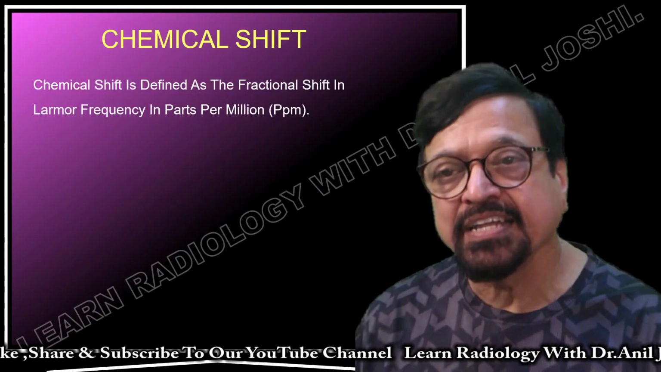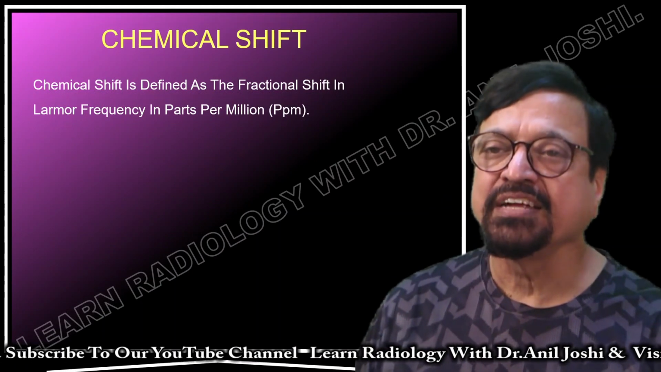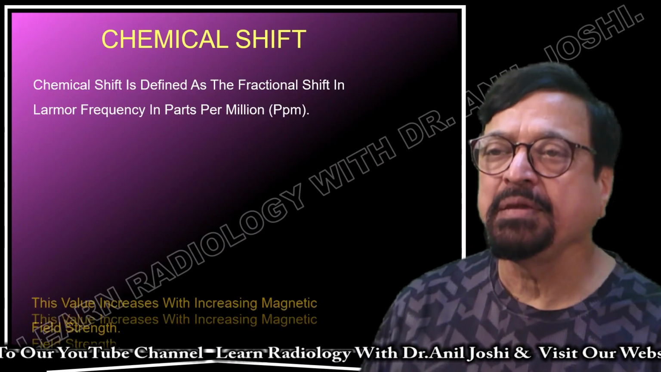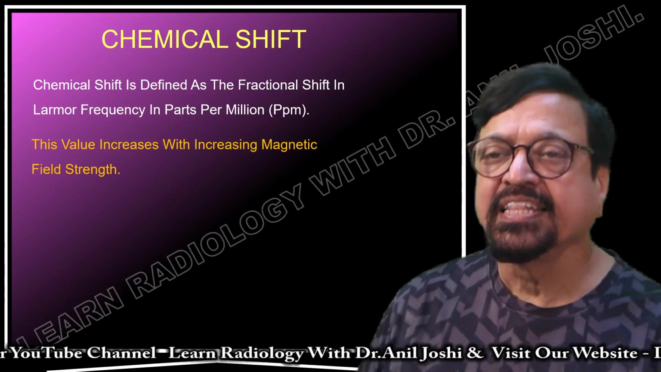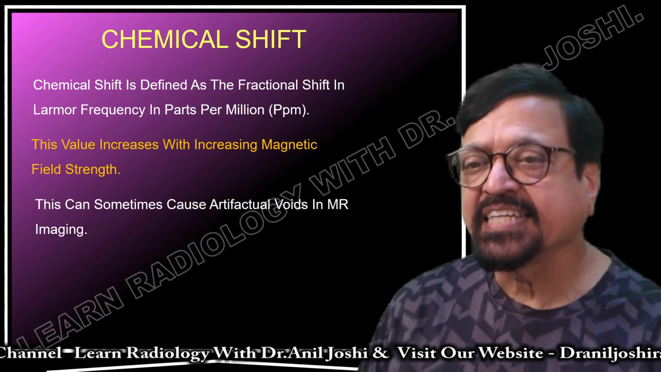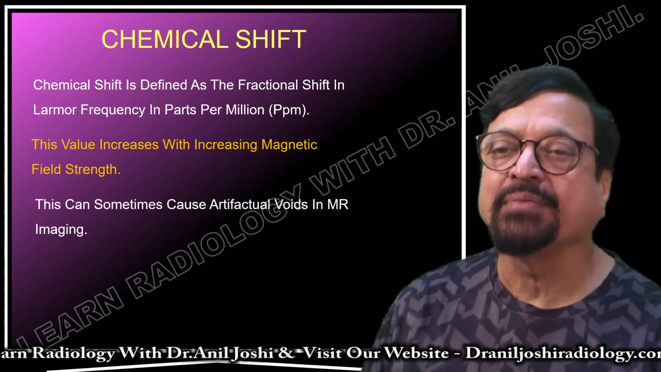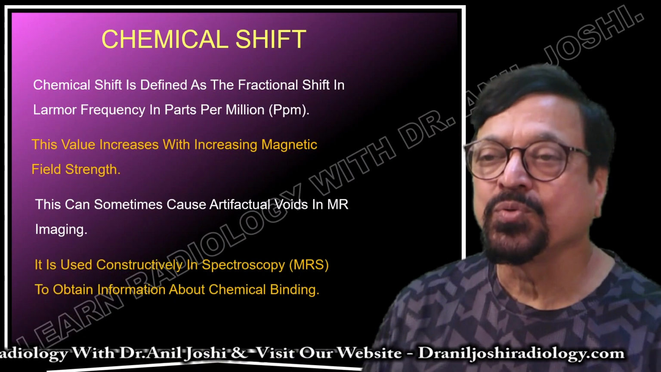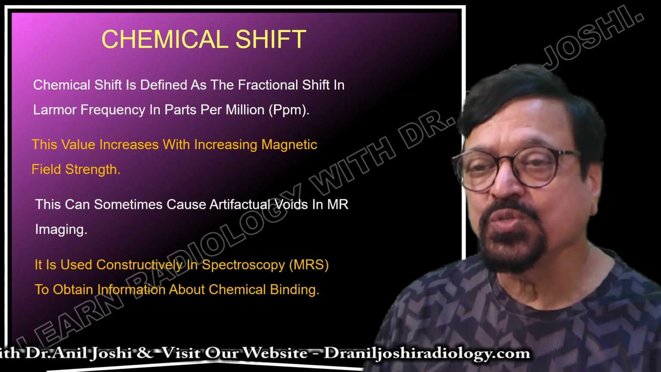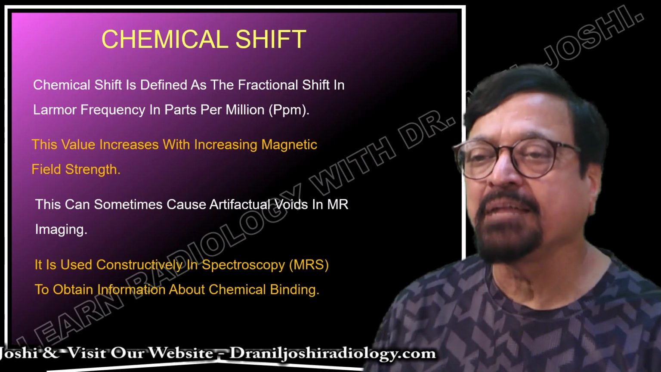Now what is the chemical shift? Chemical shift is defined as the fractional shift in Larmor frequency in parts per million, that is ppm, shortly referred to as ppm. This value increases with increasing magnetic field strength. This can sometimes cause artifactual voids in the MR imaging. Now you know where it is used. It is used constructively, meaning usefully, in spectroscopy to obtain information about chemical binding.